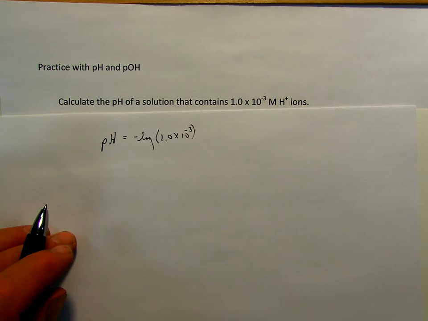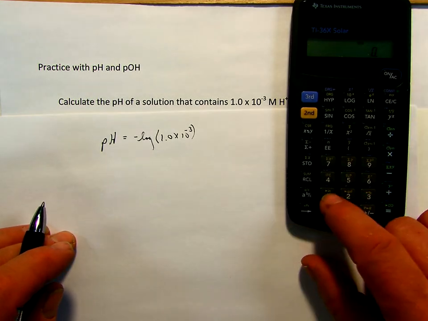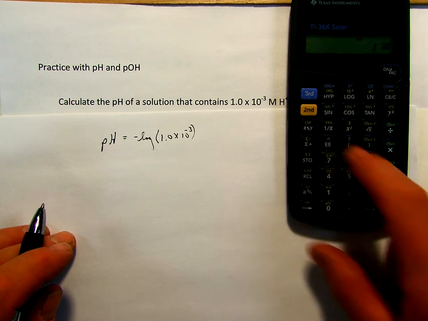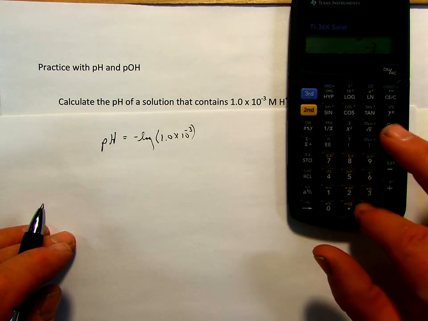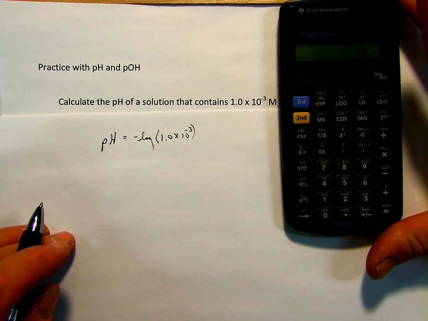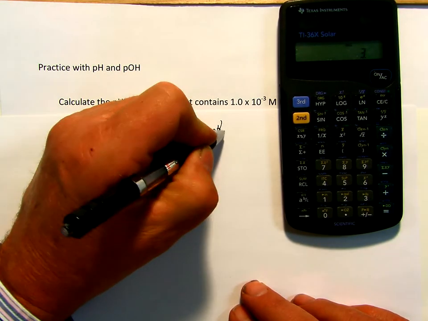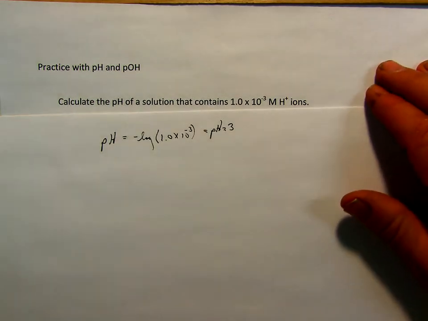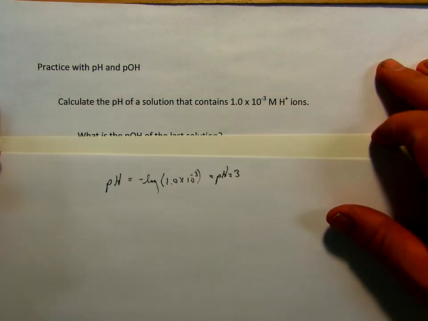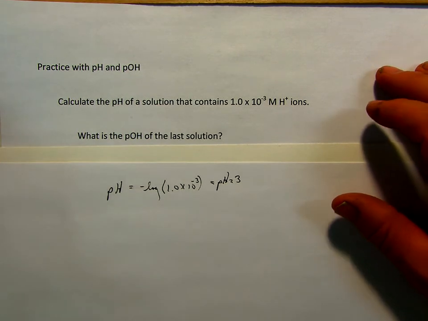I'm going to put that in my calculator and say, 1 exponent negative 3, log, plus/minus key, and I verified for you that the pH was equal to 3 on that problem. Okay? Well, if that's the pH, what is the pOH of the last problem?